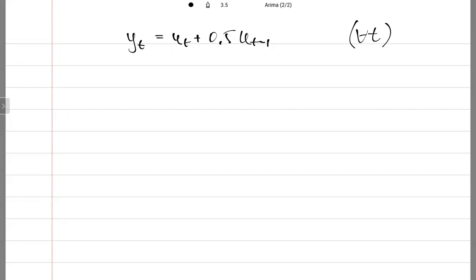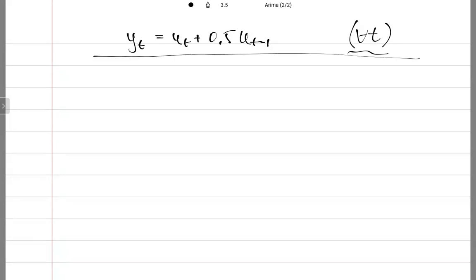But normally, you should mean that I have written not one equation, but a lot of equations. y_2 is equal to u_2 plus 0.5 u_1. y_3 is equal to, and so on. So it's okay. And I'd like to have an expression for y_t.